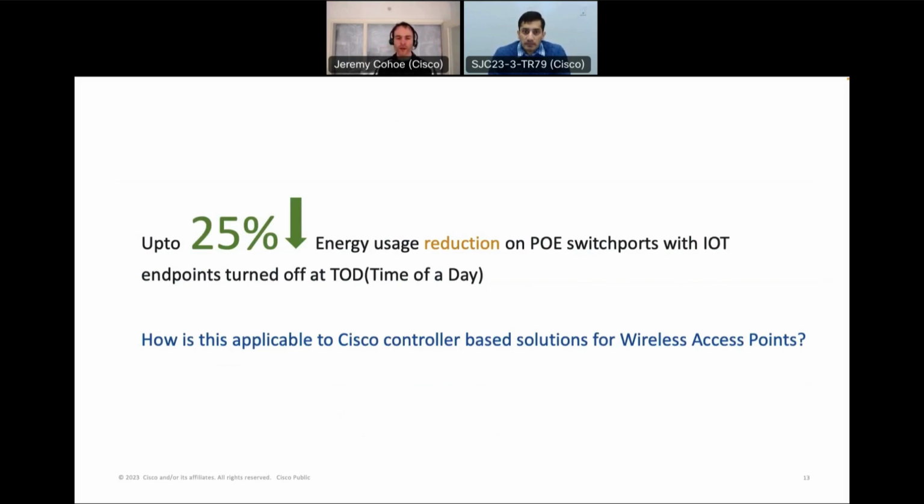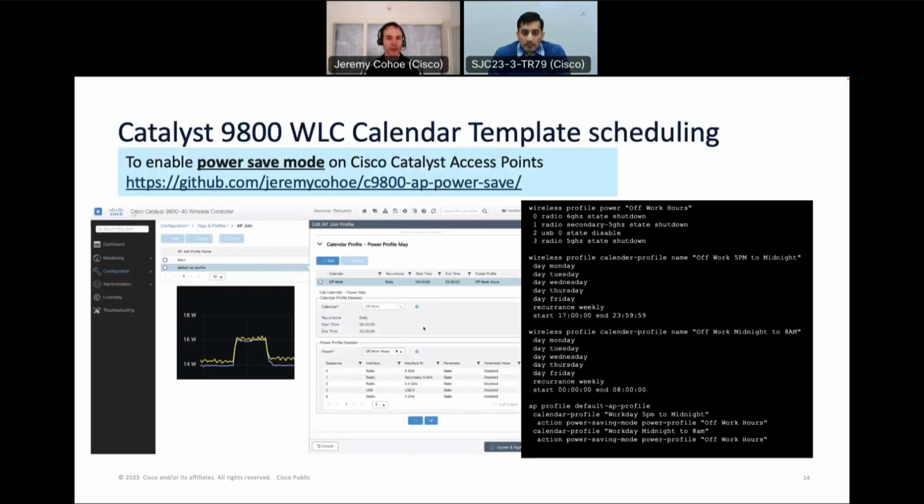How can we bring this energy usage reduction to the wireless side of things as well? Yeah, that's a good question, Vera. It's about how we can have similar power savings on the wireless portfolio. Here we see the Catalyst 9800 wireless LAN controller calendar template scheduling feature. This allows us to enable power save mode on the Cisco Catalyst 9100 series of access points.